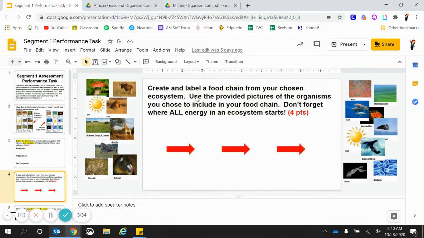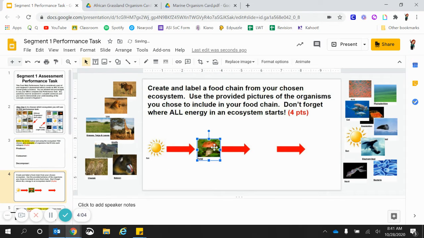Slide 4: create and label a food chain from your chosen ecosystem. Use the provided pictures of the organisms you chose to include in your food chain. Don't forget where all the energy in the ecosystem starts. The first thing, if you got points off, is that most of you didn't move the sun first. The sun should have been right here at the very beginning. A few of you didn't, and you lost points. A few of you also dragged the fungi and said, well, the fungi was next. It was not. Remember, fungi is a decomposer.